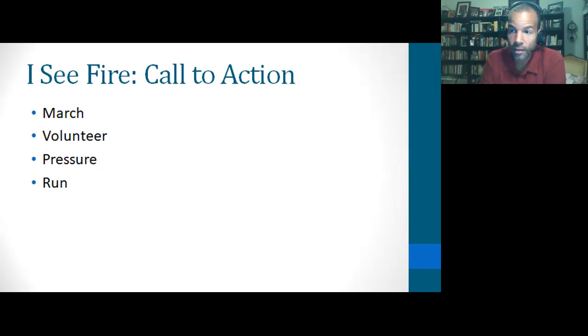These are the things that the administration is doing. Okay, that's the problem. And so what's the solution? What are we going to do about it? We ended the concert by identifying a call to action.